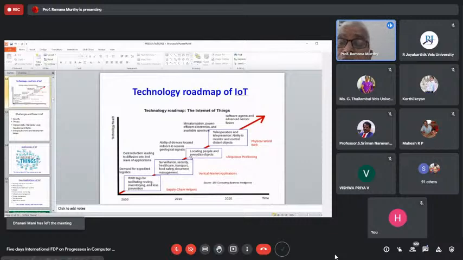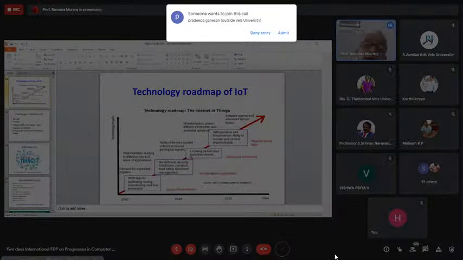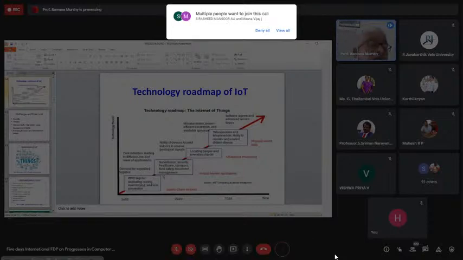So we classify it as miniaturization, power, efficient electronics, and available spectrum. Then next, you need to integrate all these things with the aid of software agents and advanced sensor fusion. That is the roadmap that we have. Now let us see this next.